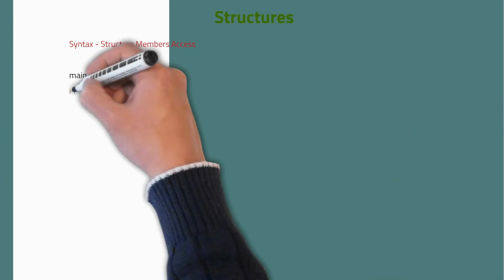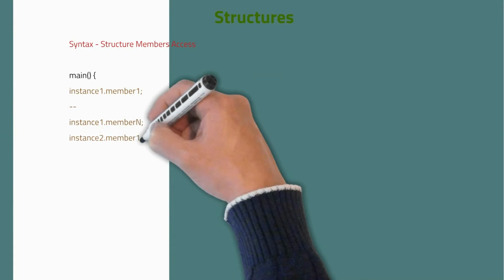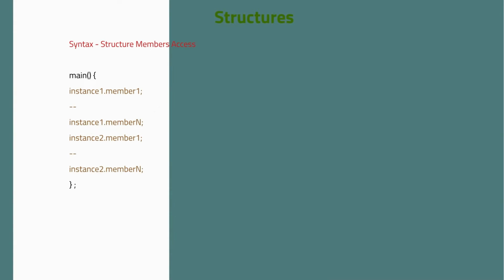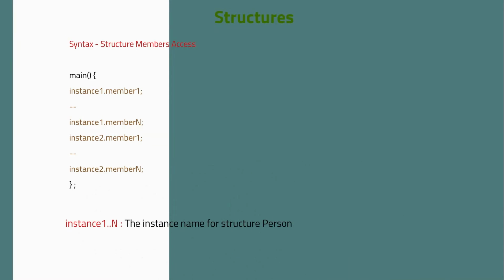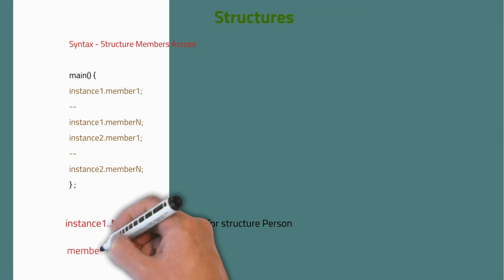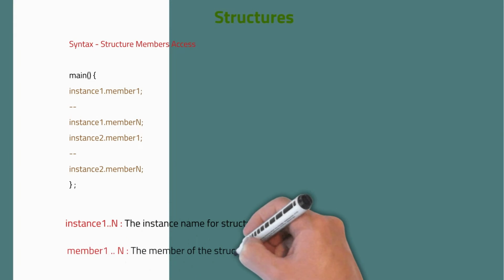To access the member variables of the structure, and to modify the values, we need to use the dot operator with the structure instance. Here instance represents the instance of the structure person and member1 represents the member variable of the structure person.